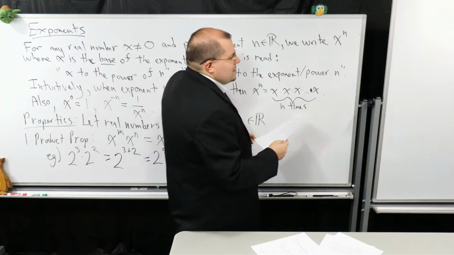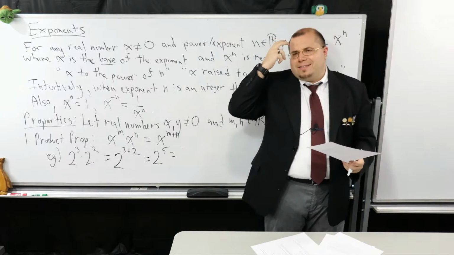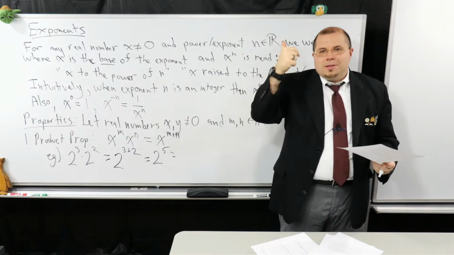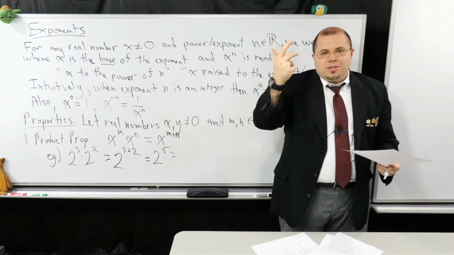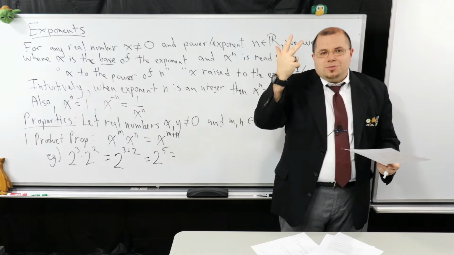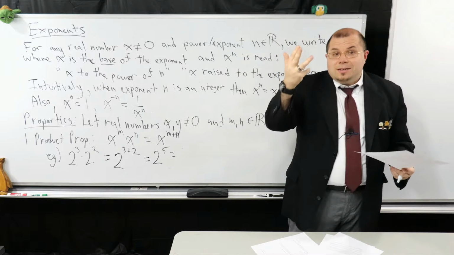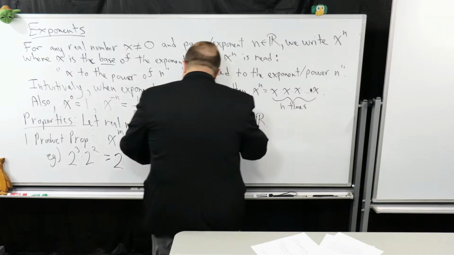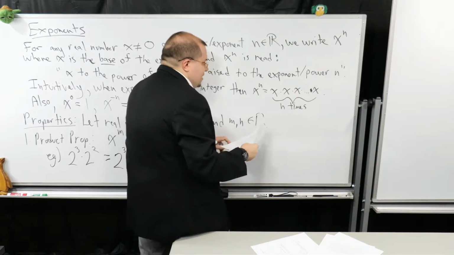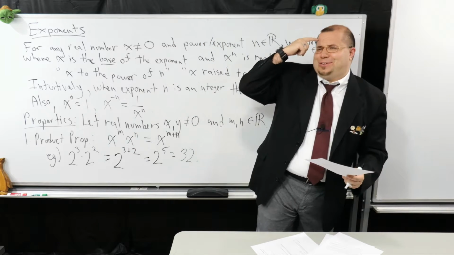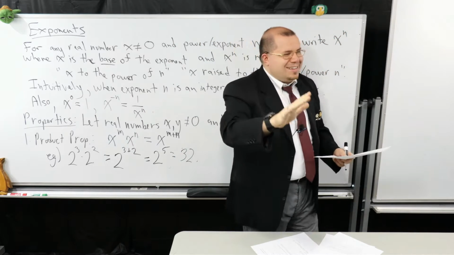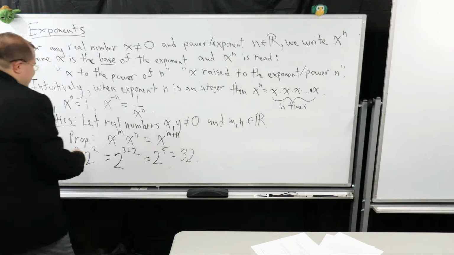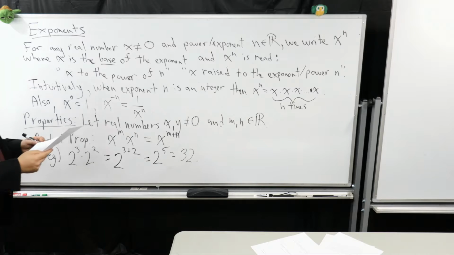What's 2 to the power 5? Anybody that knows powers of 2? Let's see. 2 to the power 1 is 2. 2 squared, 4. 2 cubed, 8. 2 to the 4, 16. 2 to the 5, 32. If you're interested in computer science, you probably know your powers of 2 like the back of your hand. Okay, so that's the product property.